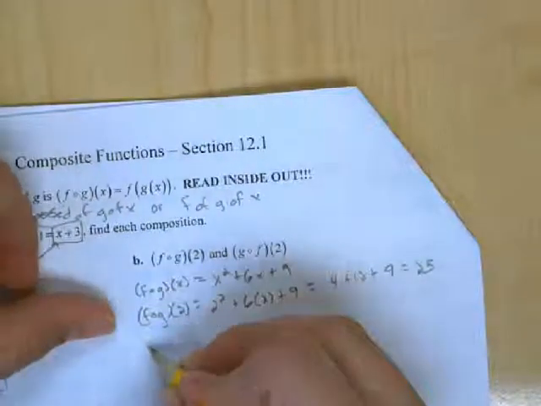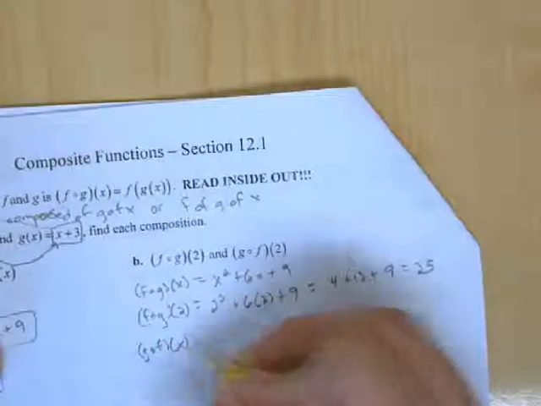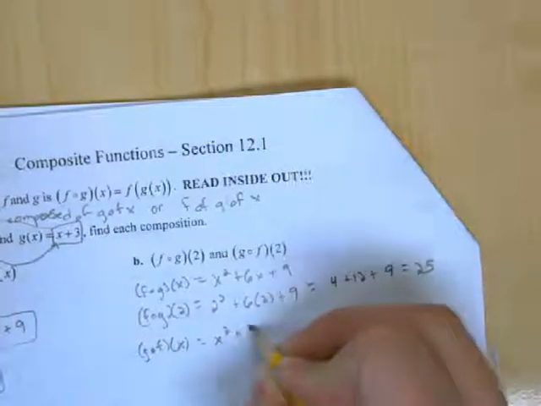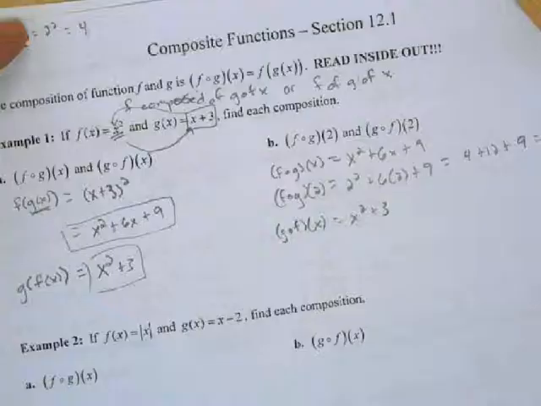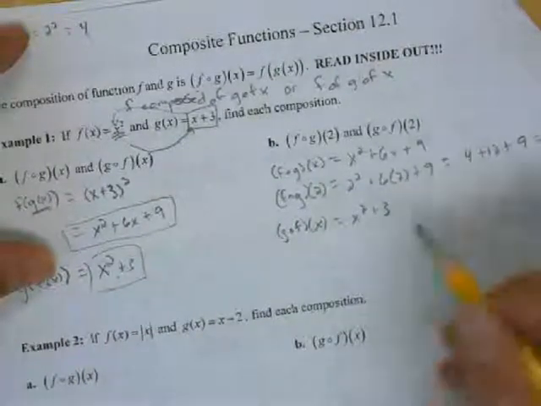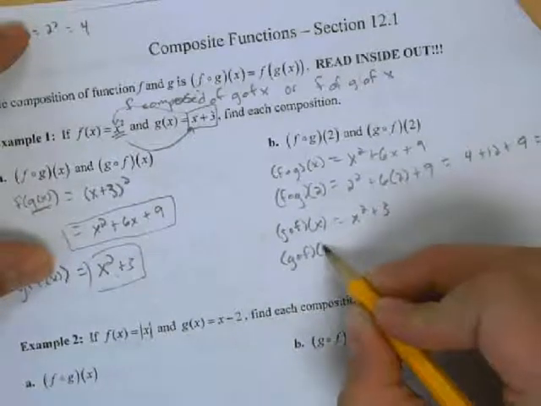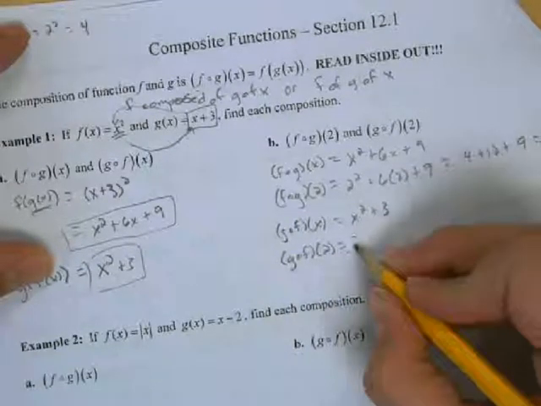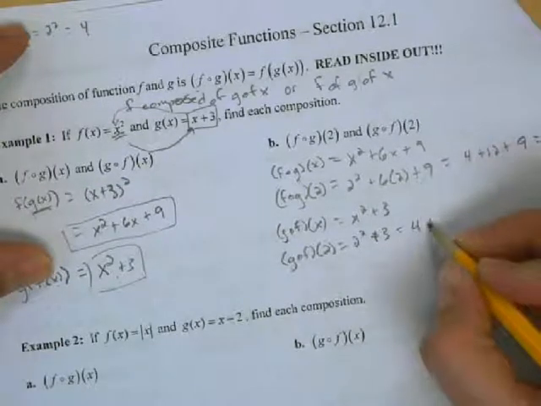So we already found that g of f of x is x squared plus 3. Okay, and we found that in the last problem. If you look over to the left, we found that g of f of x is x squared plus 3. So if I want to find g of f of 2, I just plug a 2 in. So 2 squared plus 3, which is 4 plus 3, which is equal to 7.